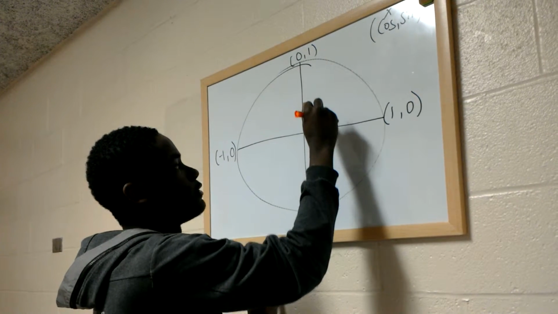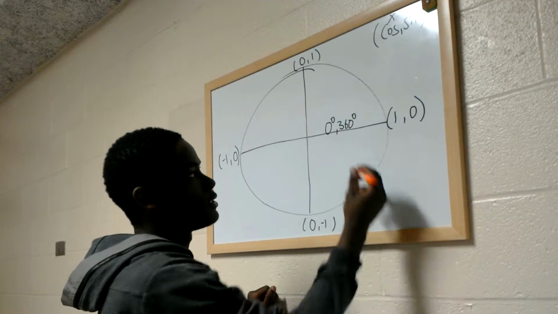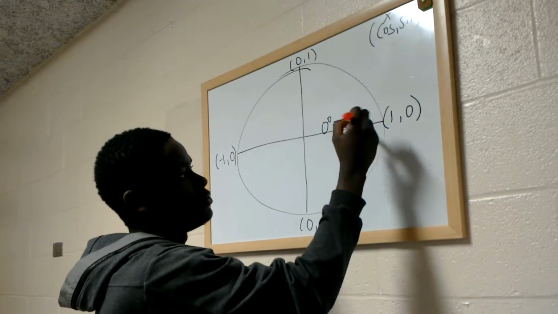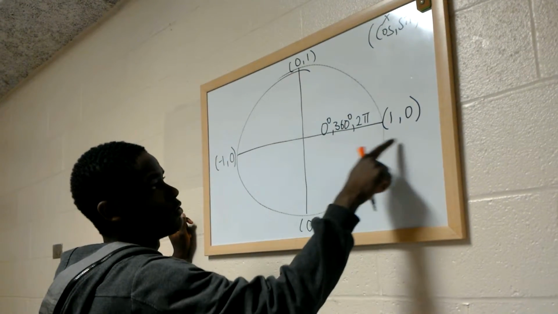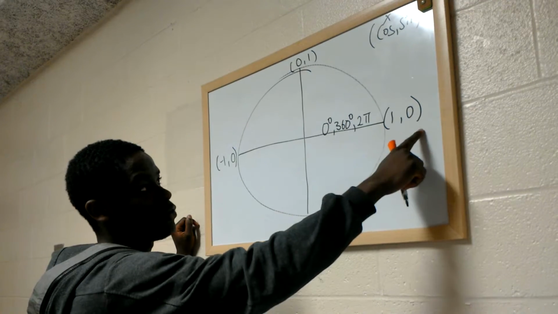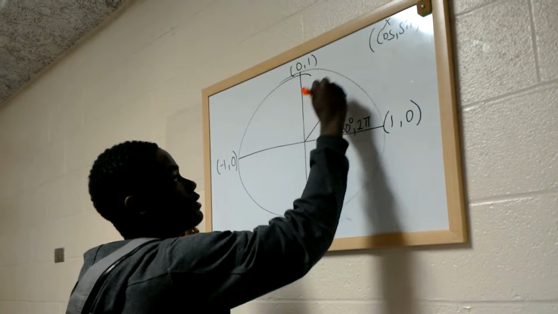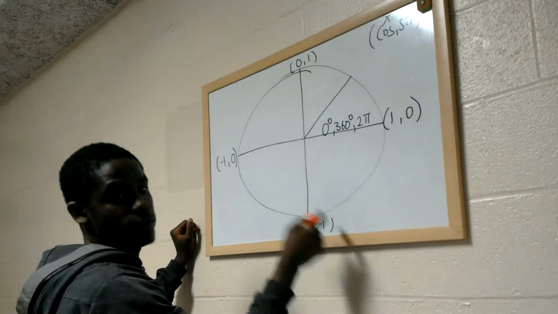It starts at 0 degrees, 360 degrees, and then you have the radians as well, which is 2 pi. Or you can add 0 pi as well for the radians. So for this particular point, everything is complete. You have your coordinate points, you have your degrees, and then you have your radians. So you could go ahead and list everything else.